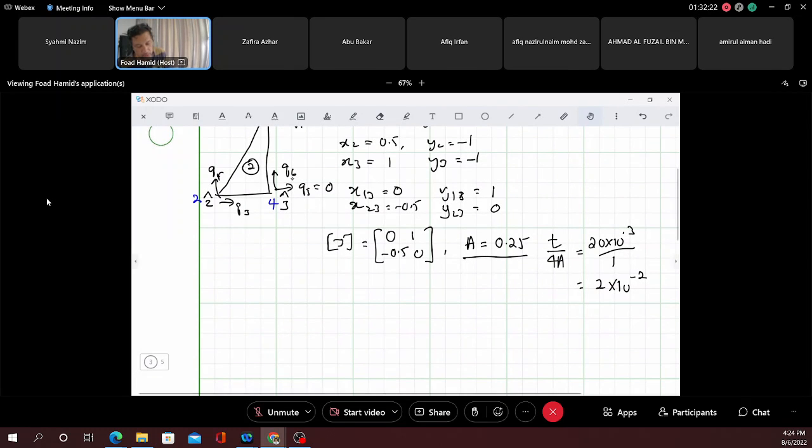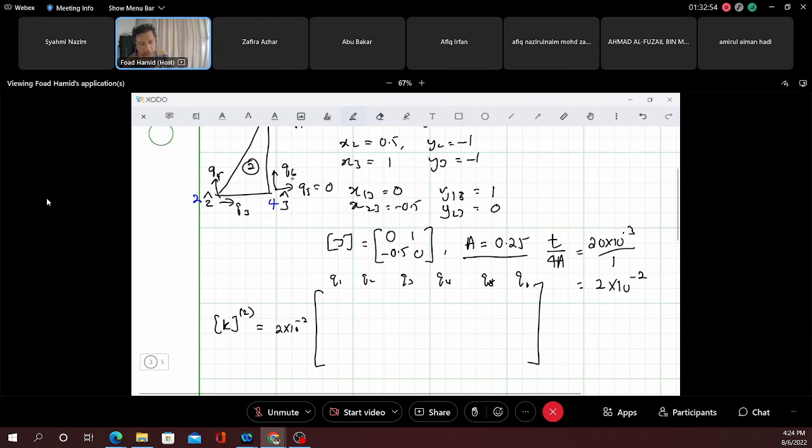So our K2 now is T over 4A, or in this case 2 times 10 to the minus 2, times Q1, Q2, Q3, Q4, Q5, Q6.